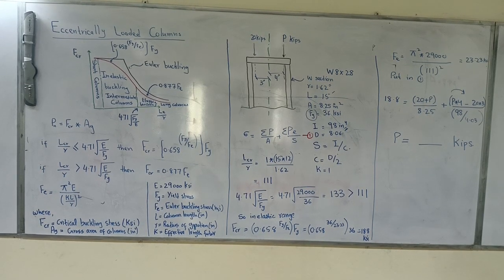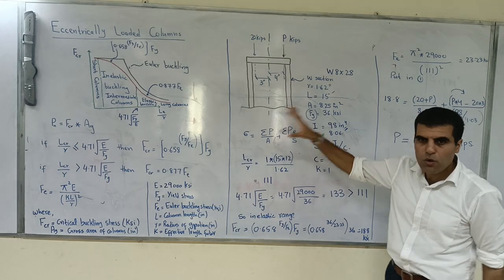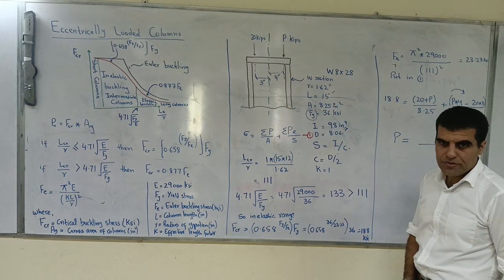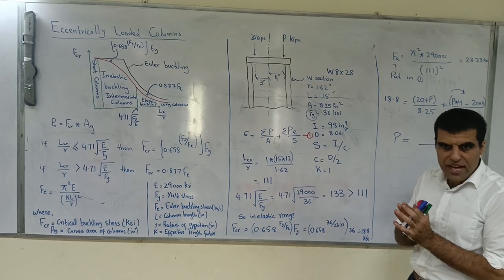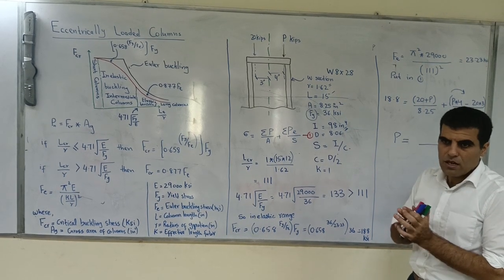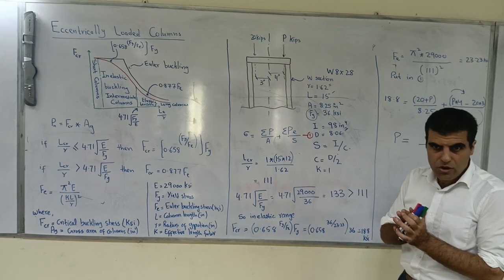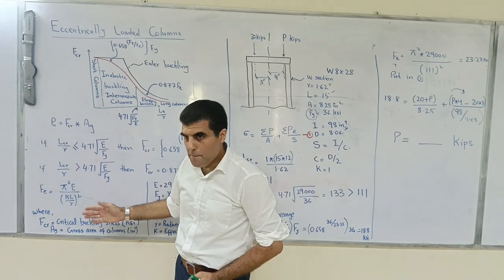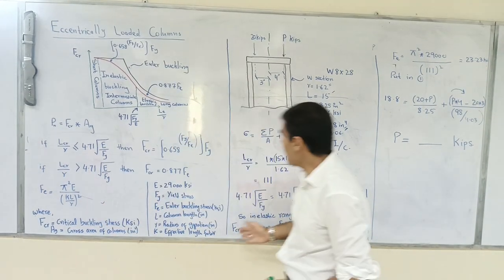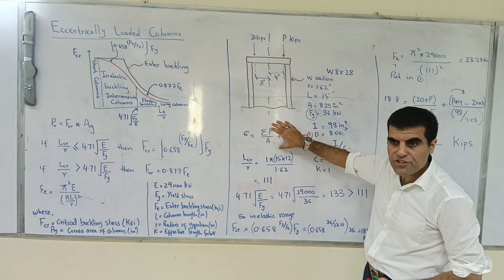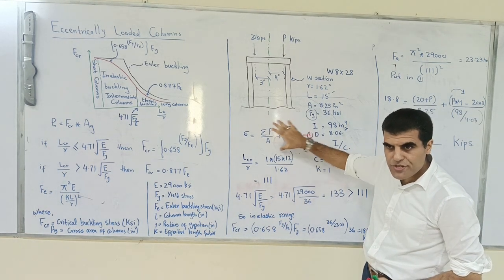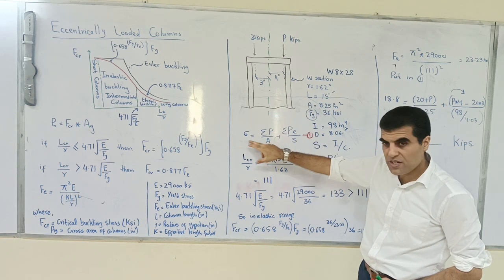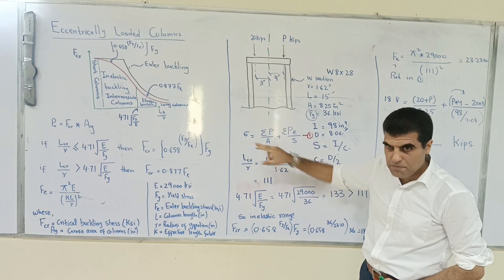Okay, so that's how you would do your eccentrically loaded columns. Eccentrically loaded columns, they are similar to your ordinary columns. Okay, the method is the same. You follow the same procedure which is this one. But the only difference is that you have this combined stress equation. Okay, you have to use this combined stress equation and work out your stress based on the combined stress.